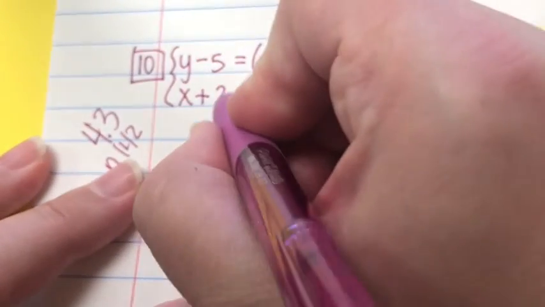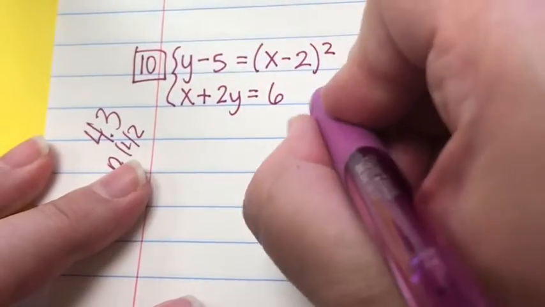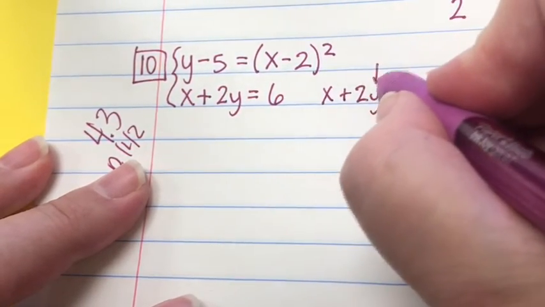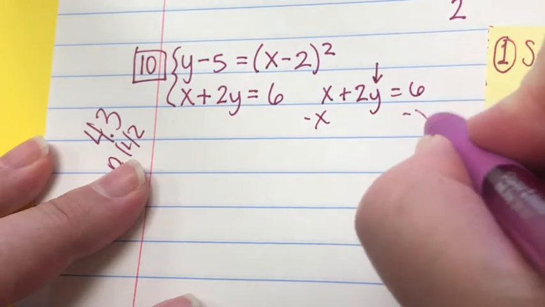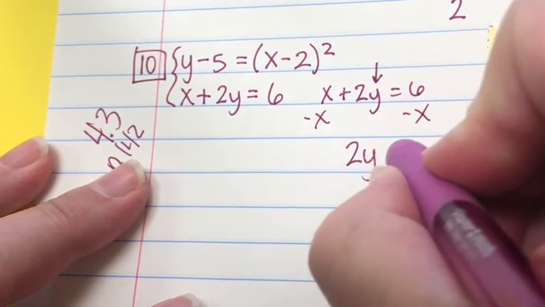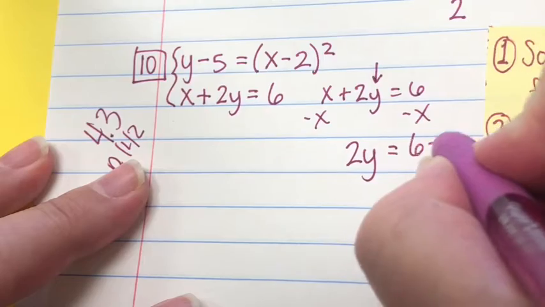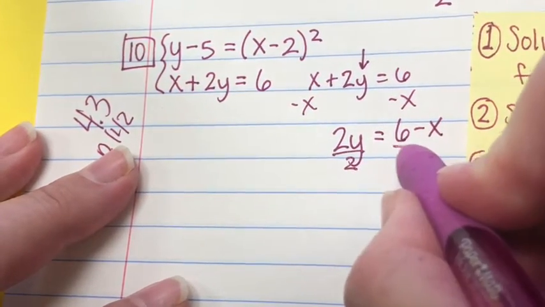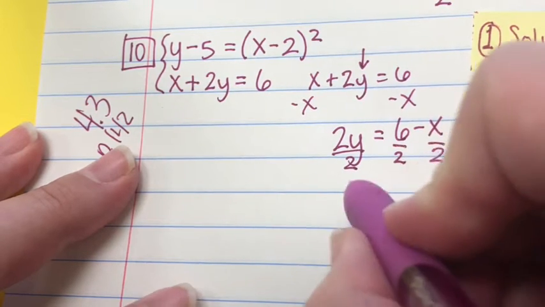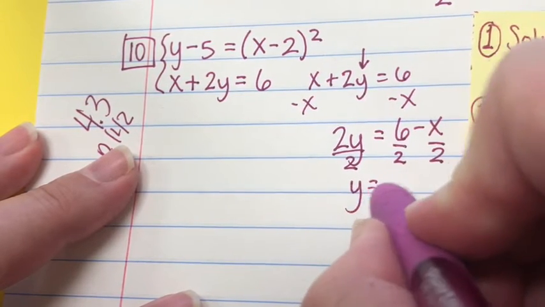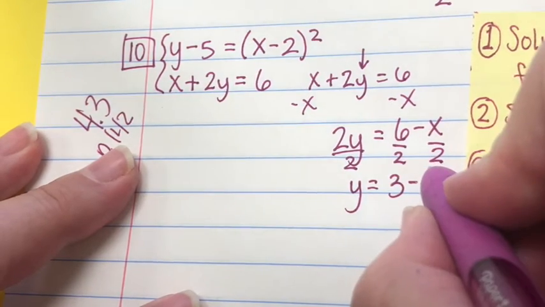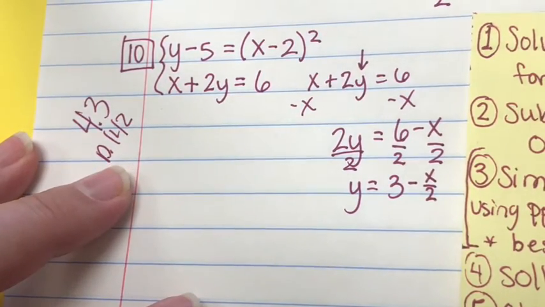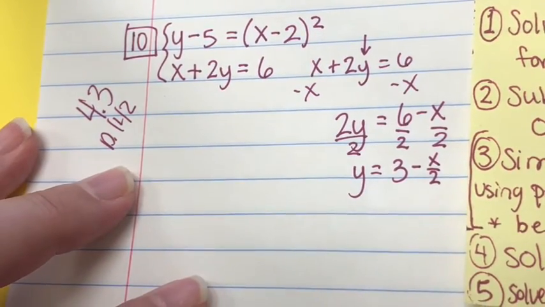So I want the y alone, so I'm going to rewrite that. x plus 2y equals 6. I want the y alone. So first I'd have to minus x, then I'd have 2y is equal to 6 minus x, and then divide by 2, because I want the y alone. So then I'd have y is equal to 3 minus x divided by 2. That's going to make things tricky, but it's going to be okay.